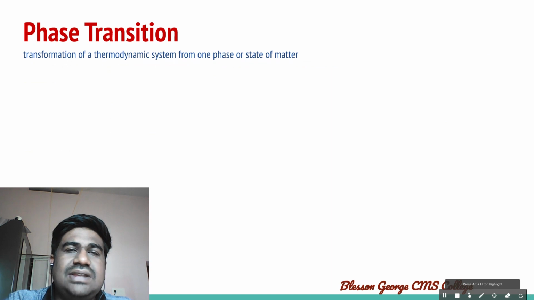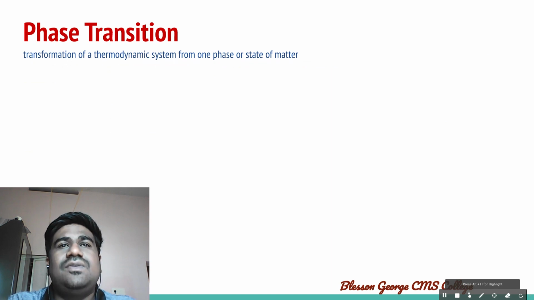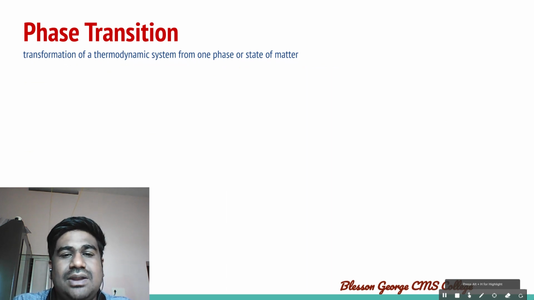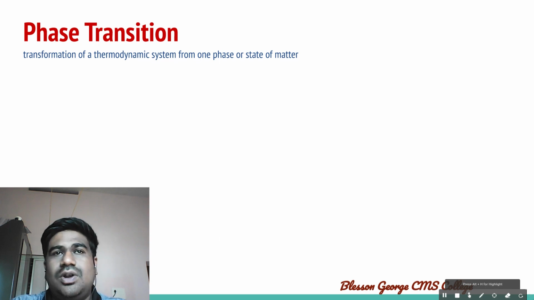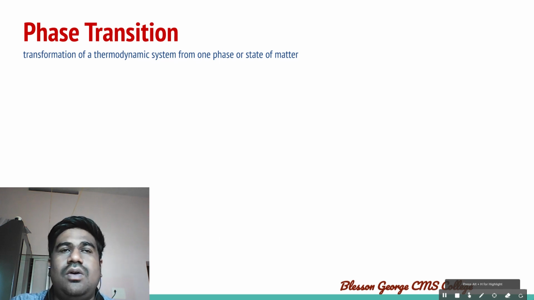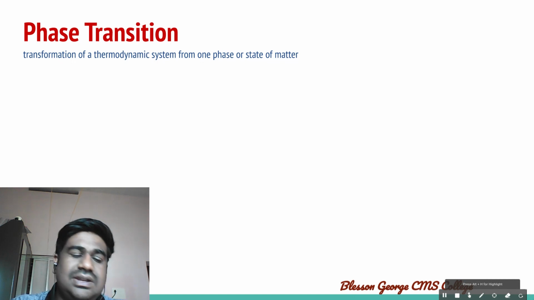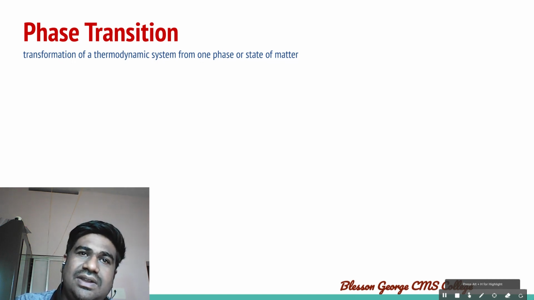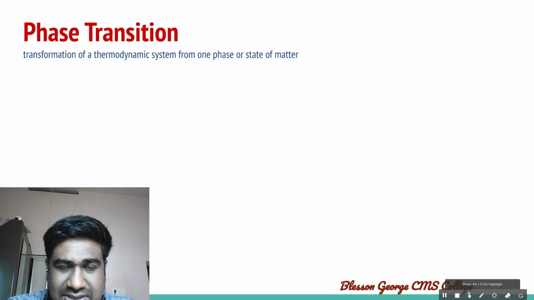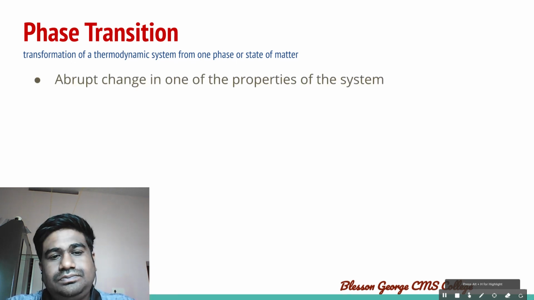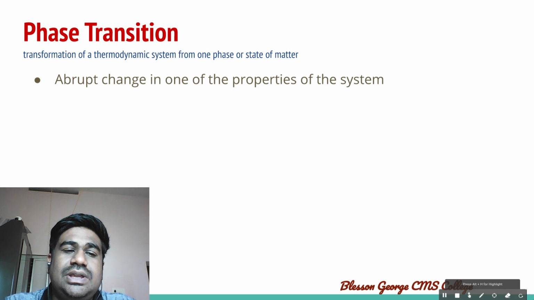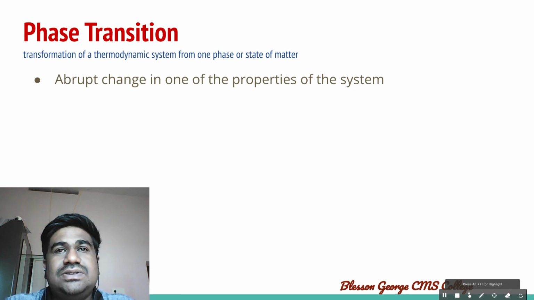So now what is a phase transition? It is a transformation of a thermodynamic system from one phase to another, or one state of matter to another. Now we will discuss different important features of phase transition. When do we say that there is a phase transition? First and foremost, there will be an abrupt change in one of the properties of the system.